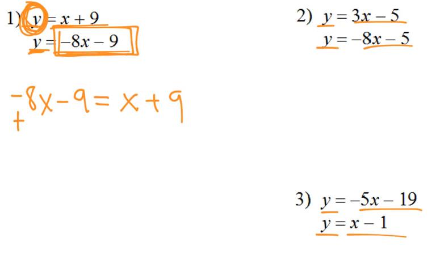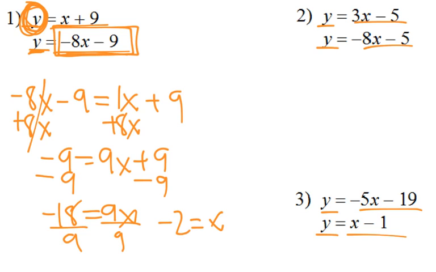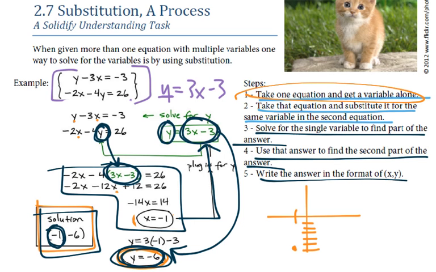Now we can solve. So I add 8x to both sides. Left with negative 9 equals 1 plus 8 is 9x plus 9. Subtract the 9, and we get negative 18 equals 9x. Divide by 9. We get negative 2 equals x. There's half my answer. That was step 1, step 2, and step 3 right there.